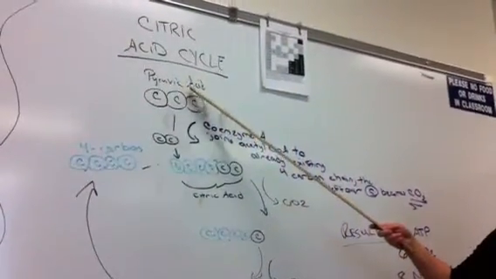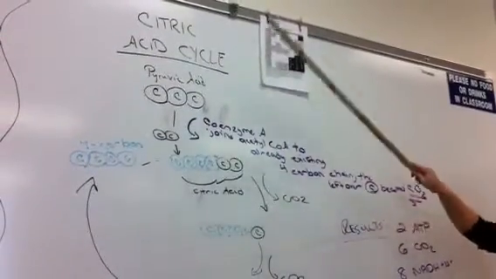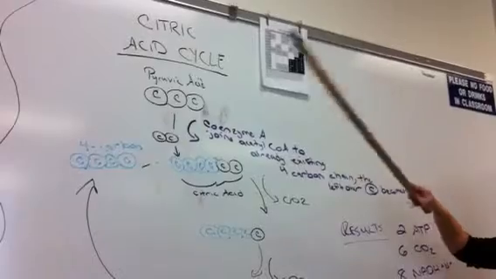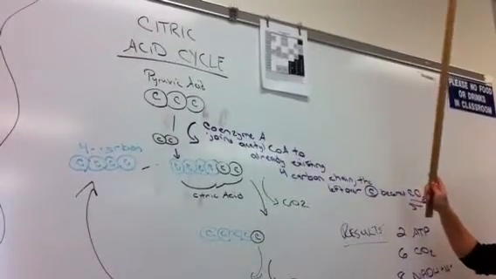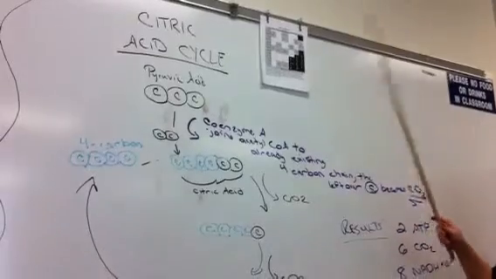So we're gonna start with pyruvic acid. Now this is gonna all happen in the mitochondria, because this is assuming that we have oxygen, right? Because if we don't have oxygen, what happens? Goes back to lactic acid. Right, and goes to the liver. That's right. Good job. There we go.